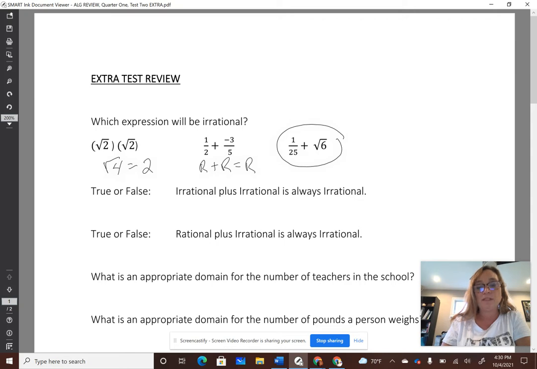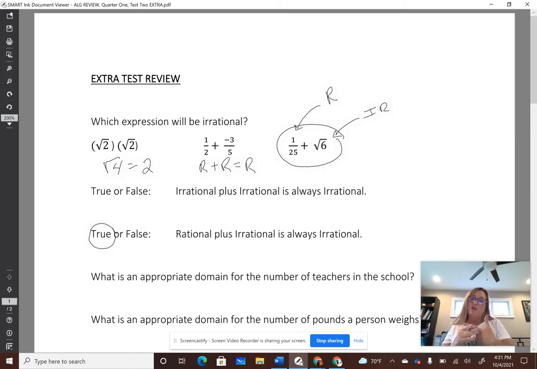It actually brings me to this true or false right here. This is true. Rational plus irrational is always irrational. This number here is rational because it's a ratio of integers. This is irrational because it's a non terminating, non repeating decimal. If you try to add those together, they're always going to be irrational.